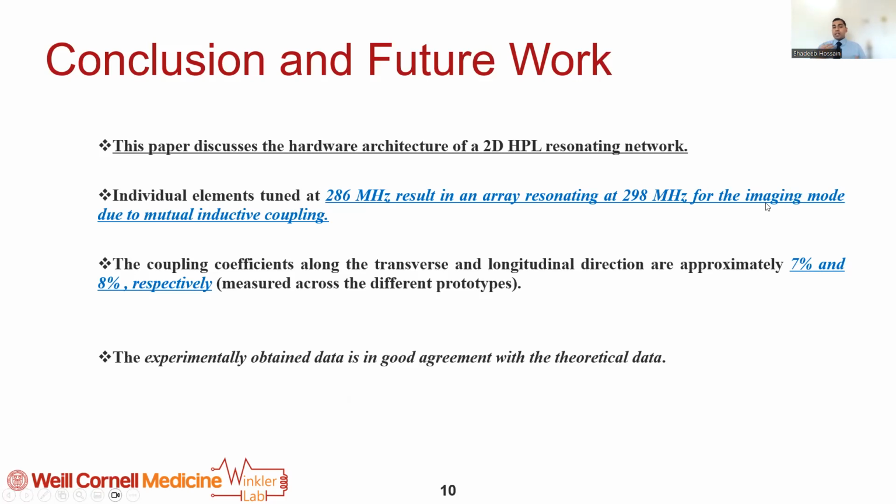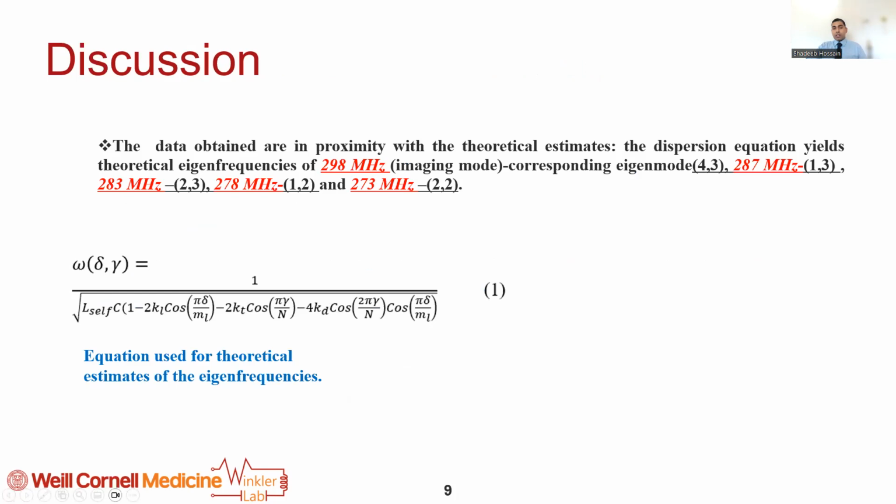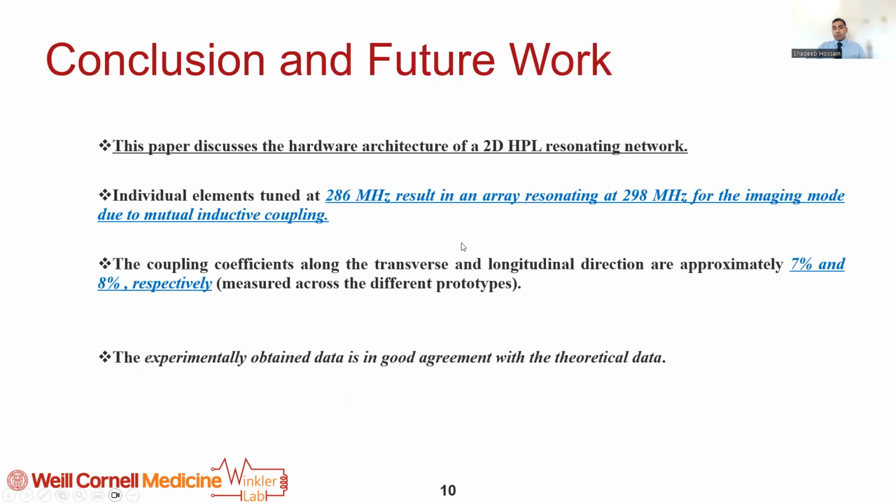The coupling coefficients in this case we found along transverse and longitudinal direction are around 7 and 8%. And the results that we found in experiment are in good agreement with the theoretical values, as you could see over here in the previous slide, as I showed you. These are the theoretical ones, different eigenmodes, and you will find these results are very close with the practical ones as well.